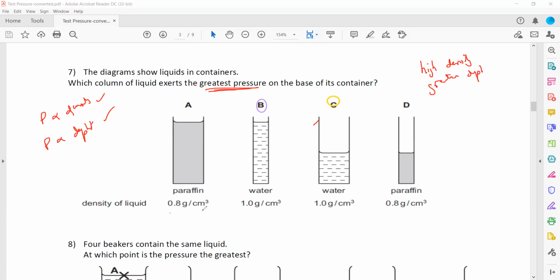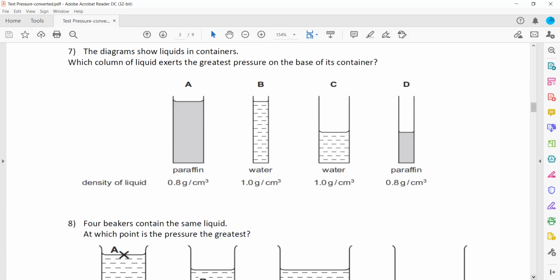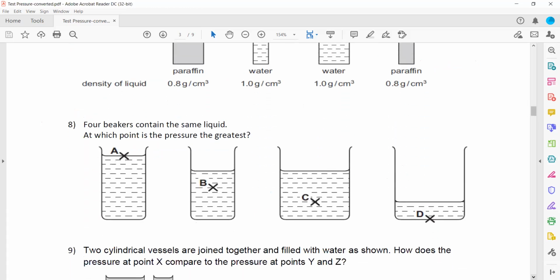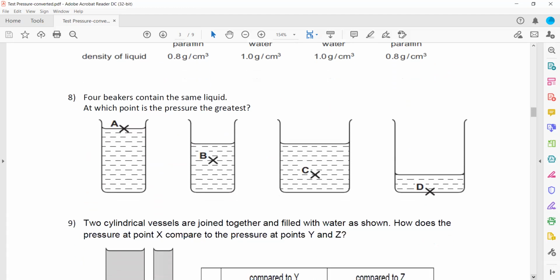So when you check, A and C and D cannot be an answer because they have lower depths. So either it will be A or B. But when you check, A and B have the same depths, but the density of water is higher than paraffin. That's why B is the right answer. So the pressure which the liquid applies depends on the density and depends on the depth.